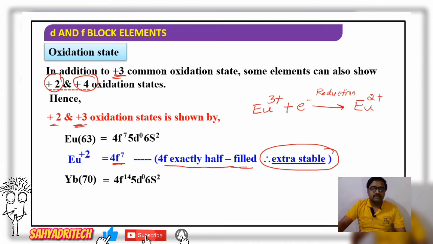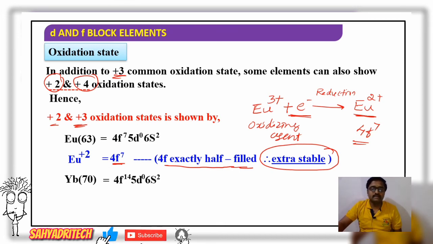Yes or no? Europium 3 plus is undergoing reduction, therefore europium 3 plus acts as a what? It acts as an oxidizing agent. Europium 3 plus acts as an oxidizing agent. It oxidizes other chemical species by itself undergoing reduction and gets converted into europium 2 plus, which is going to have 4f7, a half filled configuration, so it is more stable.